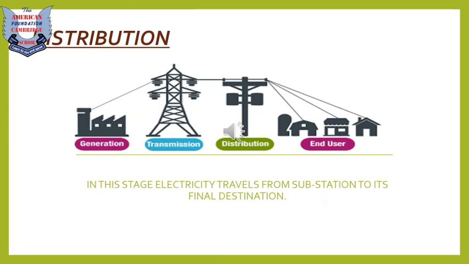After receiving the electricity from the electricity grid, now we can distribute the electricity to our homes, workplaces, schools, and other places. In this stage, electricity travels from substations to its final destination, and you can enjoy light, fans, and other electrical instruments.